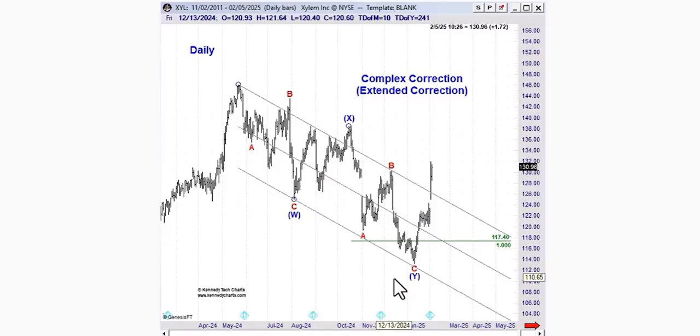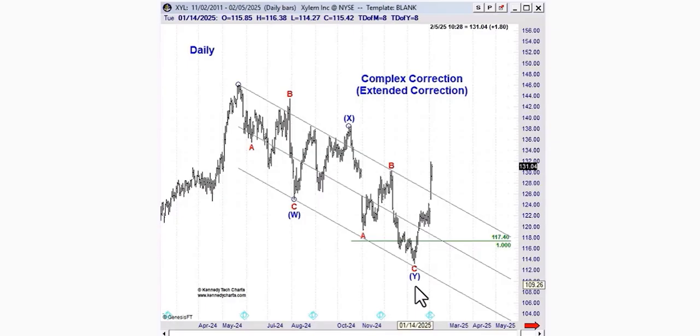So first and foremost, I don't really like the term complex correction, because all a complex correction is, is two corrective wave patterns joined together by an X wave. So for example, here we have this 5-3-5 pattern. That's a zigzag. We do have that expanded flat in the wave B position, but it does break down into a zigzag. That is a 5-3-5 pattern. And then the final move, wave Y, is also a zigzag, a 5-3-5 formation as well.